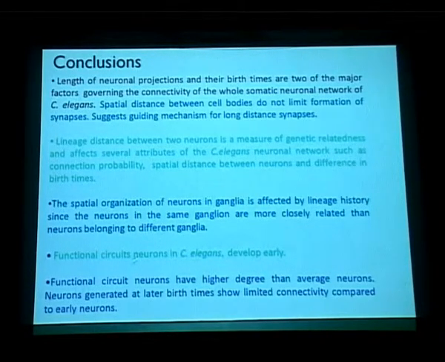And as we saw, functional circuit neurons, by definition being some of the more important neurons, develop quite early. Most of them develop very, very early. So, they also have a very high degree in comparison to the average neuron, and neurons generated at later birth times show limited connectivity compared to early neurons.